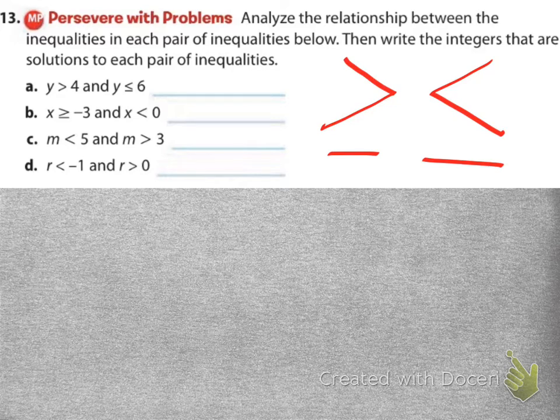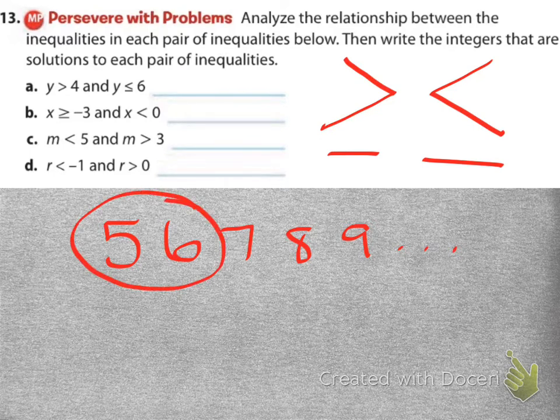So if I said that y is greater than 4, it doesn't include 4 because it's not equal to, but it could include 5, 6, 7, 8, 9. Maybe I'll just start coming up with numbers, right? But it also is going to be less than or equal to 6. So which of these numbers that I already started writing, because it can go on and on and on forever and ever, which one of these numbers are less than or equal to 6? These are the only two numbers there that are less than or equal to 6. So I'm going to put that these are my solutions.